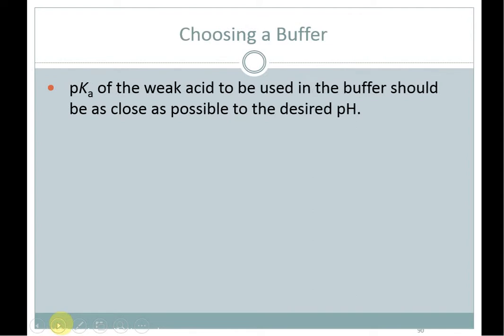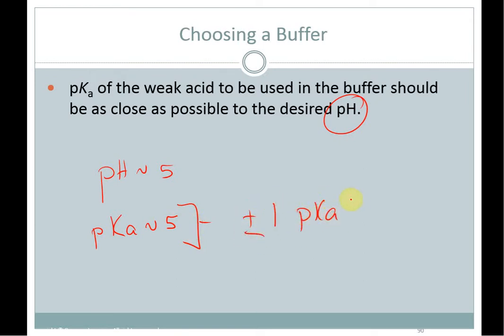Now, when you choose a buffer, the pKa of that weak acid has to be close to the pH you want your solution to be at. So, for example, if you want your pH to be something like 5, you want to choose a K value where your pKa is going to be close to 5 as well. The buffer is going to be pH plus or minus 1 of the pKa value. And so you really need to choose based off that pKa.